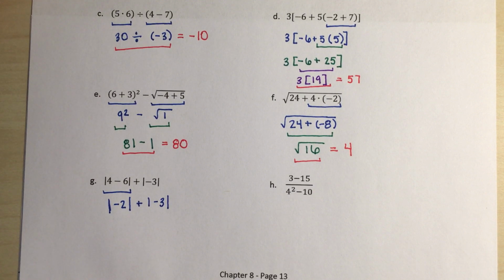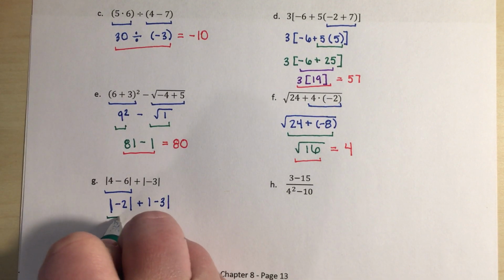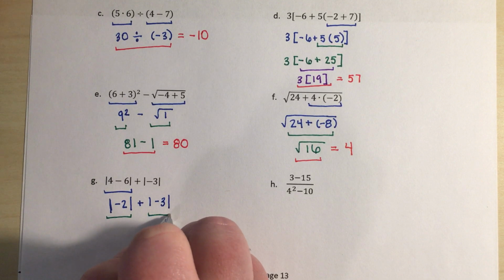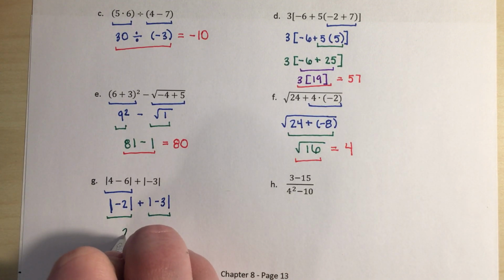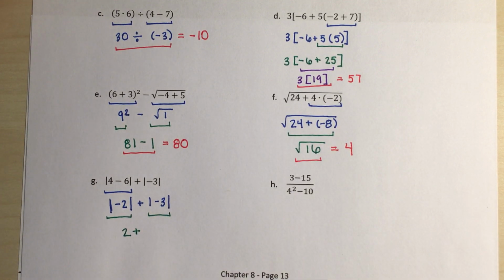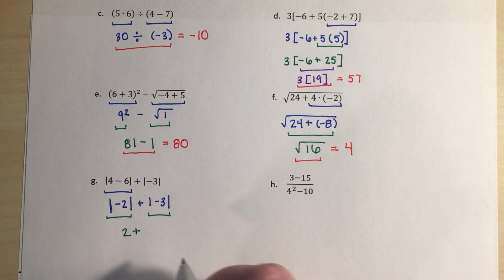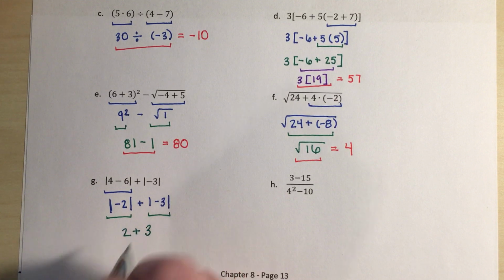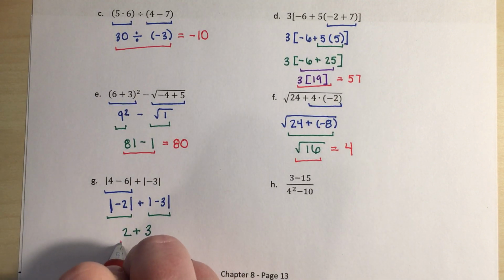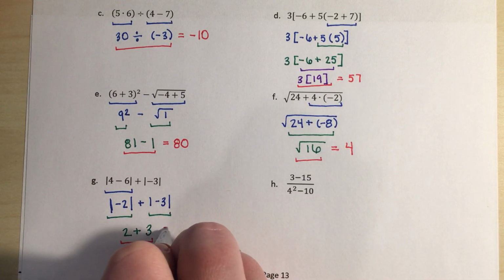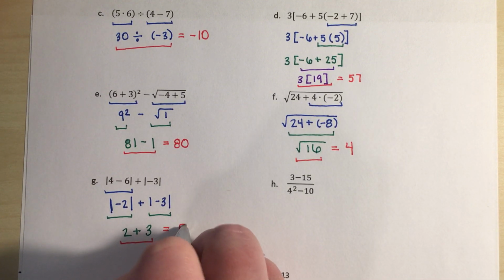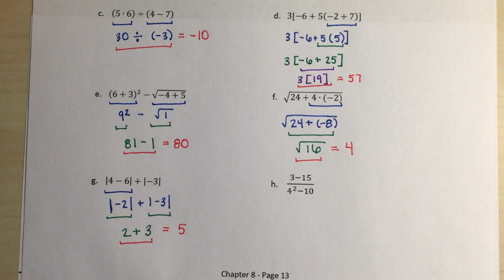Right? Now we're going to go ahead and evaluate each of these absolute values. Right? Absolute value of a negative number, remember it's a distance. So if we have a negative number in there, our absolute value turns it positive. So absolute value of negative 2 is positive 2. Absolute value of negative 3 is positive 3. Right? We add these two together, two nice positive numbers. 2 plus 3 gives us a positive 5.